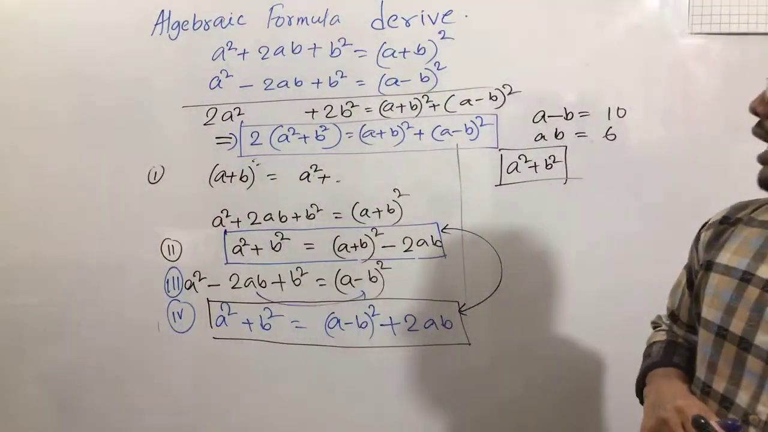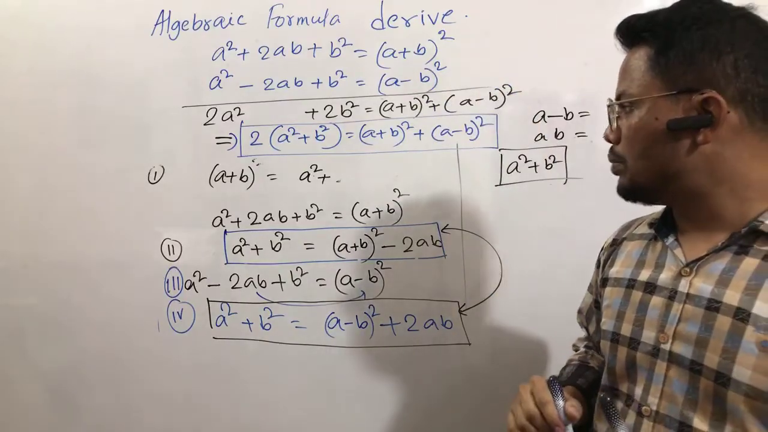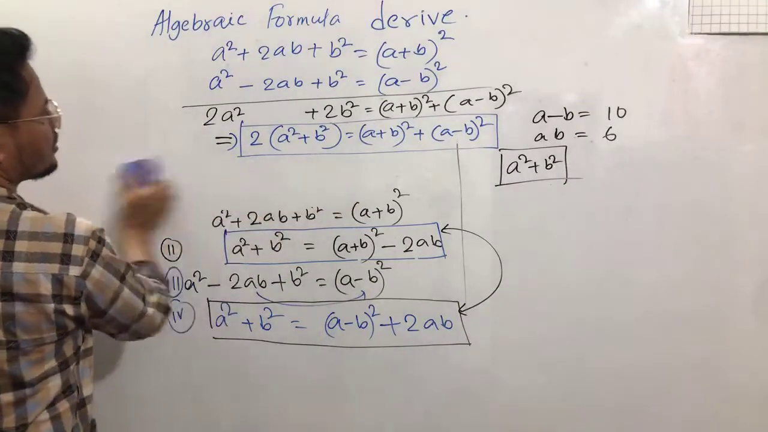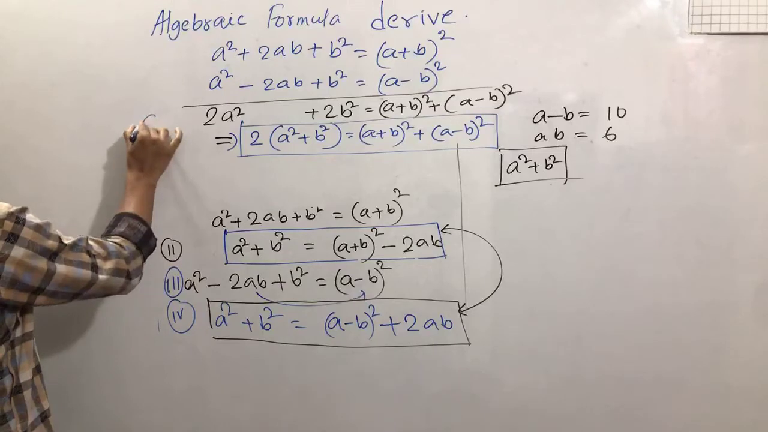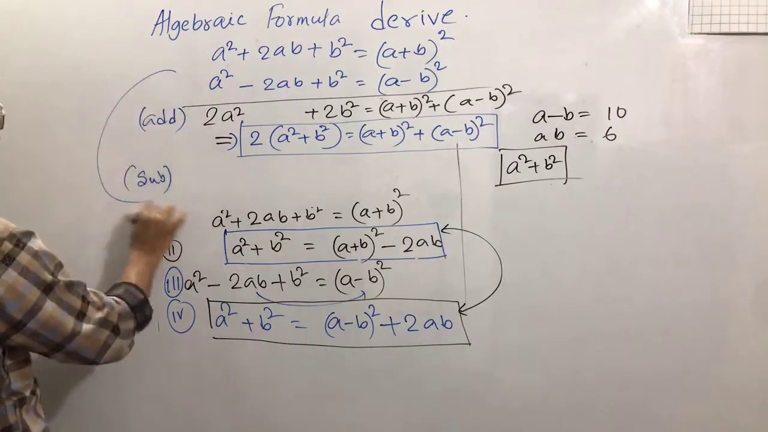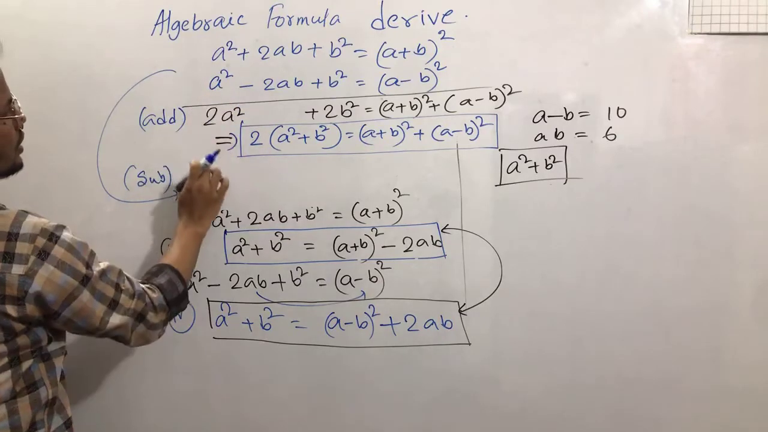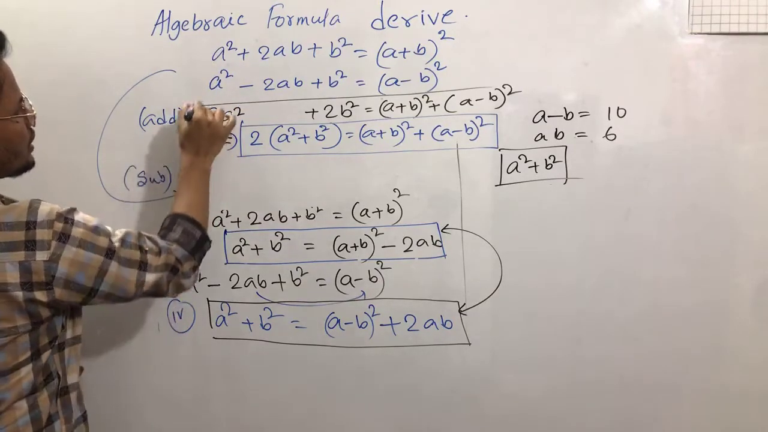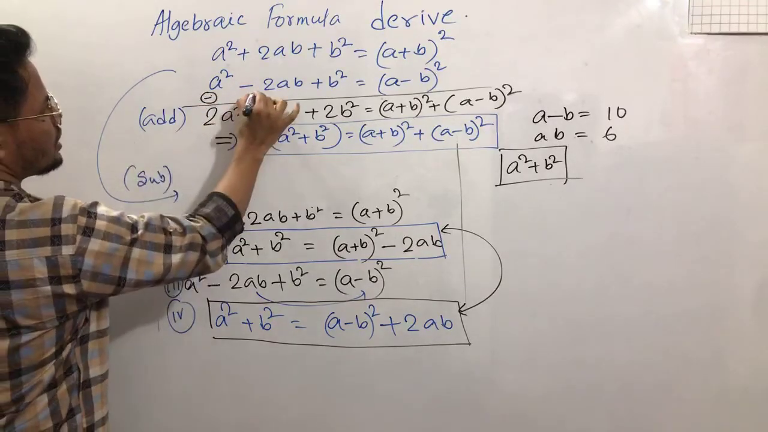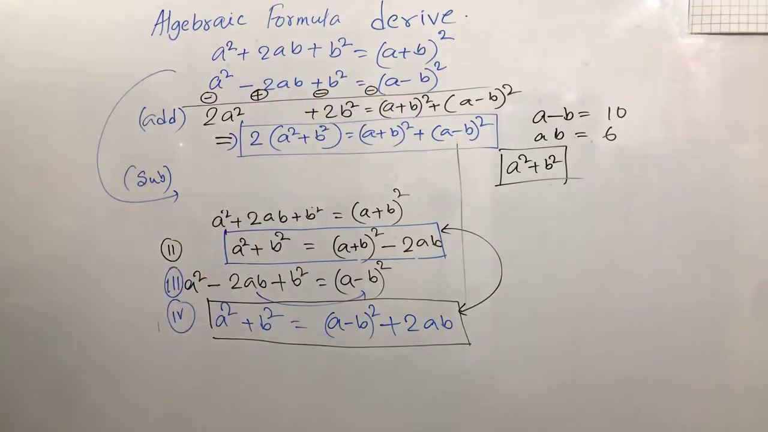Dear students, if we subtract the second one from the first one, what will be the result here? This one was the addition, and if we do subtraction, what will be the result here? If we subtract here, A square and A square, this one will now be minus. In the time of subtraction, this one will be minus, this one will be plus, this one will be minus, and this one will be minus.